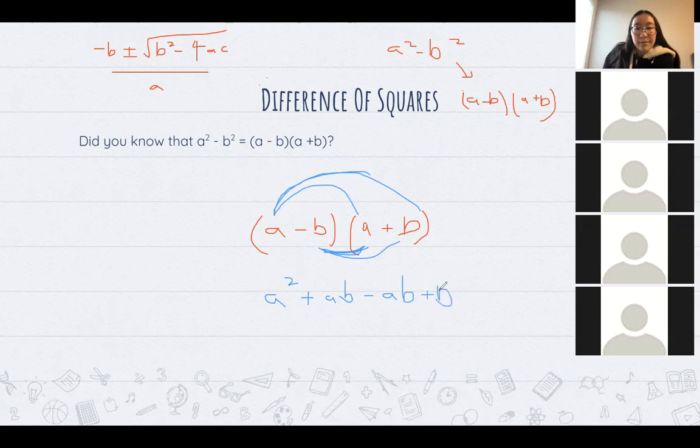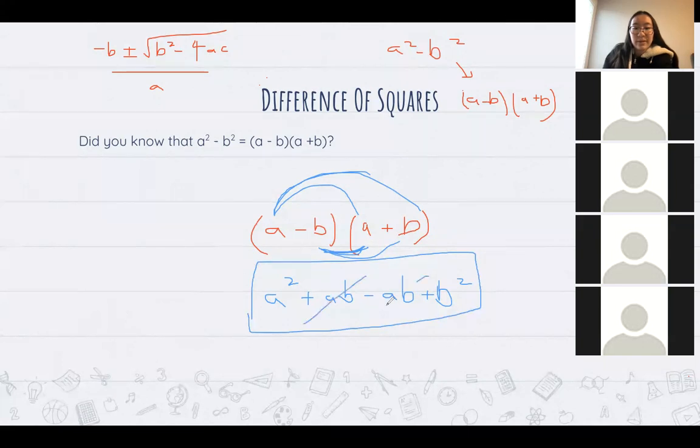All right, does anyone see what happens now in this equation? That's just technically a squared plus b squared. That's exactly right. So these two will cancel out because it's plus ab minus ab. And you're just left with a squared plus b squared. So that's why this pattern works. Oh, sorry. That's why a squared minus b squared equals a minus b times a plus b. All right, does anyone have questions at this point?